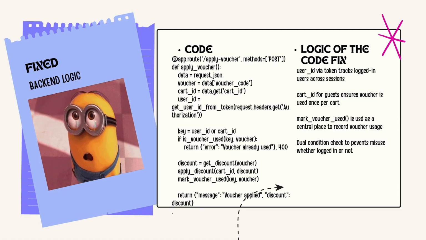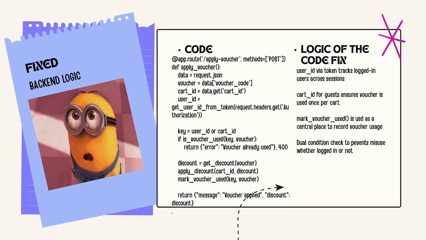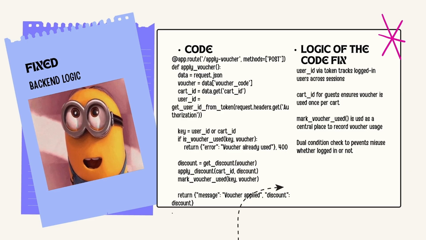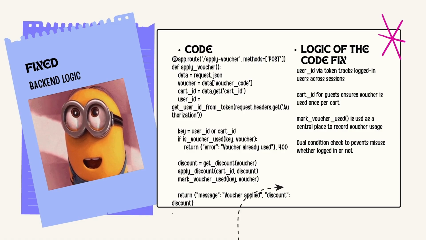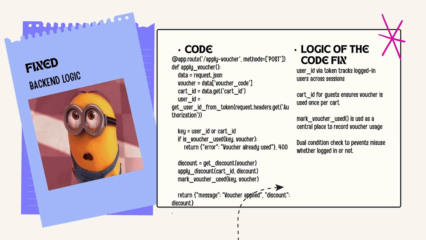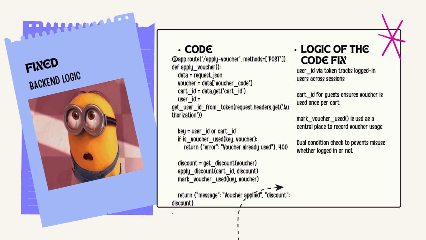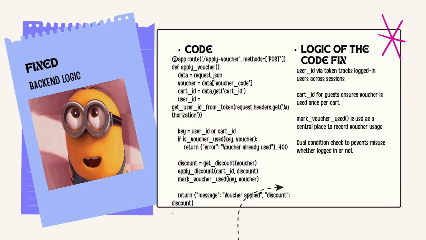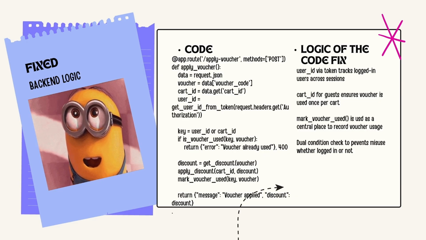Okay, and dual condition check to prevent misuse, whether logged in or not. So whether the user is logged in or not, there should be a dual condition, right? It should not only rely on the apply voucher page, it should also check the same thing on the checkout page also, right? That yeah, there should be dual validation. It should check at both places whether the voucher is actually applied and verified or validated against that particular cart ID and user ID.